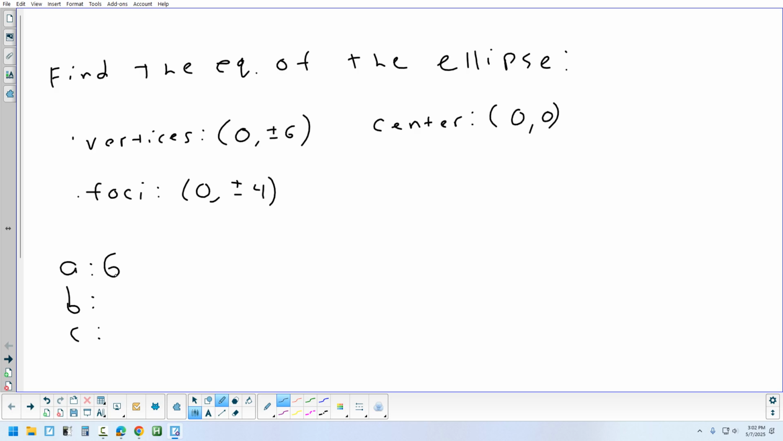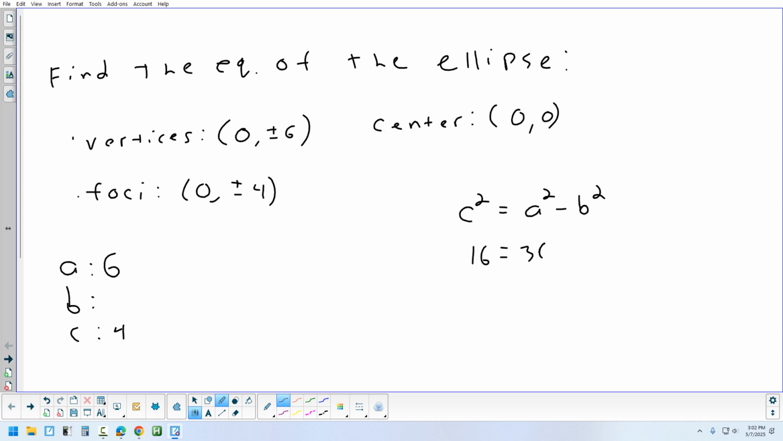B we're not going to be able to do directly. We're going to have to use a formula for that one. But C we can do. How far is the center from each focus? 4. 4. And now there's a formula that will connect A, B, and C so we can solve for B. Do you remember the formula for an ellipse that connects those? C squared equals A squared minus B squared? Yep.